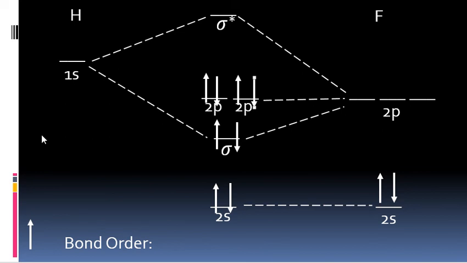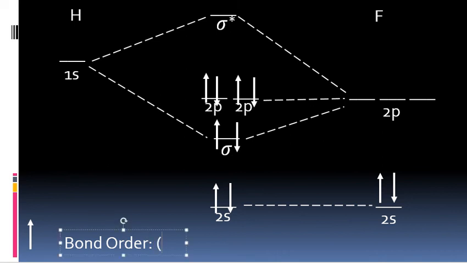So the 1 valence electron from hydrogen and the 7 valence electrons from fluorine are accounted for to essentially have this 2s orbital not participating in bonding, and then 2 of the 2p orbitals on fluorine not participating in bonding, they're going to become the lone pairs on the fluorine atom. What is important is that we do have a bonding orbital that has electrons in it. Therefore, we can calculate a bond order.